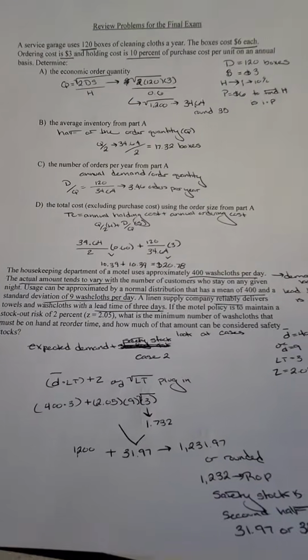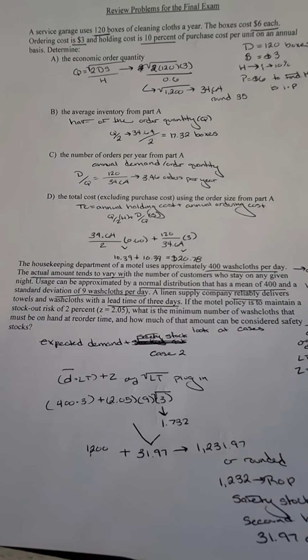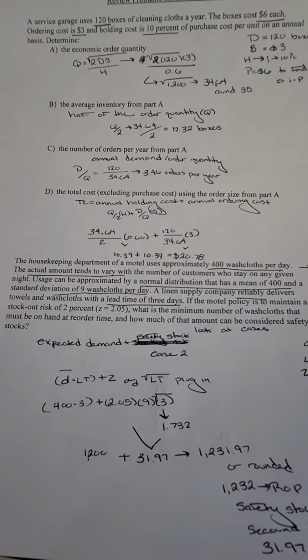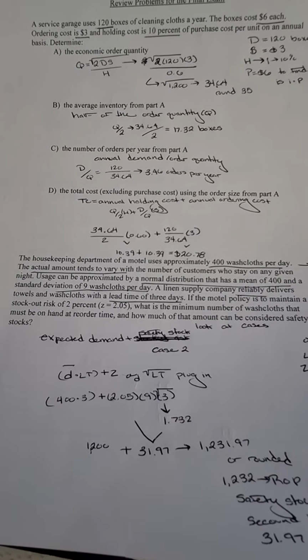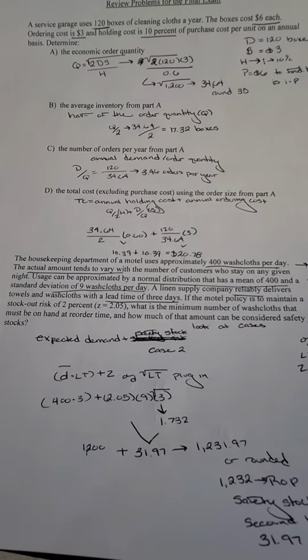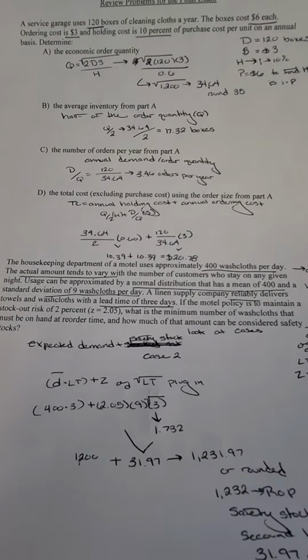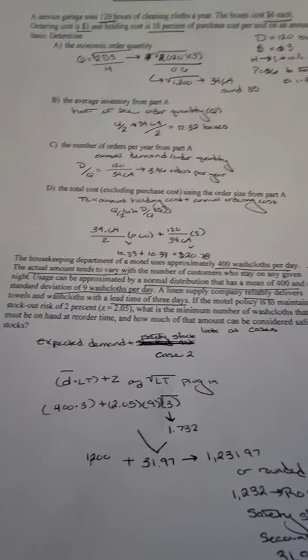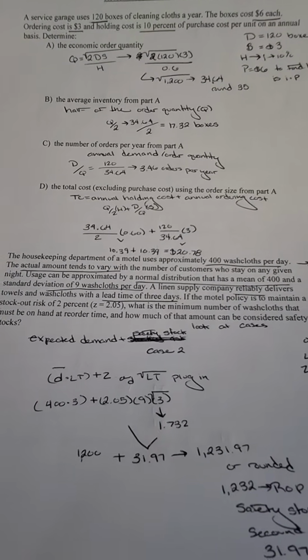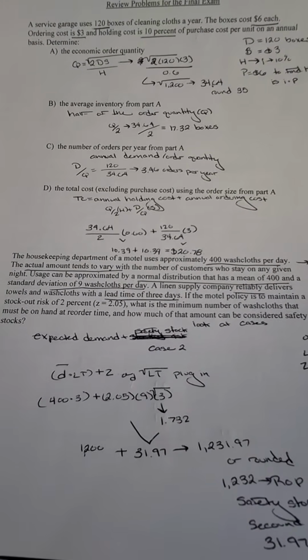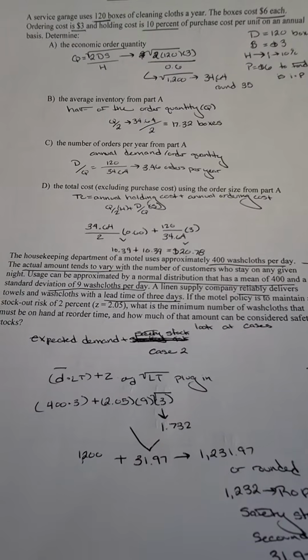The housekeeping department of a motel uses approximately 400 washcloths per day. The actual amount tends to vary with the number of customers who stay on any given night. So that means we're going to have a mean, a mean because it's varying. Usage can be approximated by a normal distribution that has a mean of 400 and a standard deviation of 9 washcloths per day.